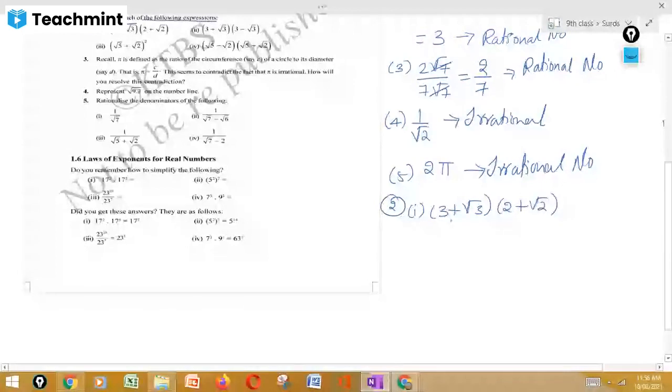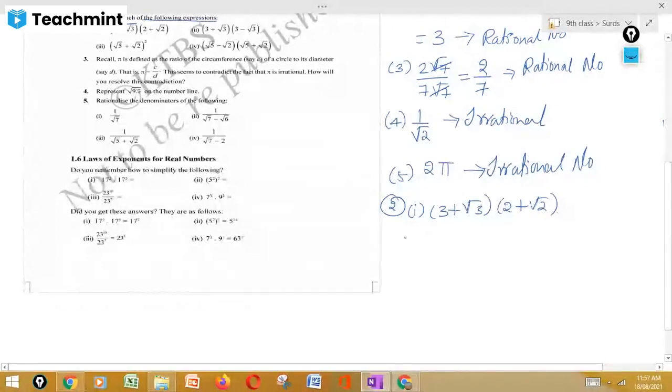We need to multiply here. It is nothing but a binomial to binomial multiplication. When there is a multiplication of a binomial to binomial, what are you going to do now? How are you going to simplify this? Simplify the bracket first, sir. I'm going to tell you.